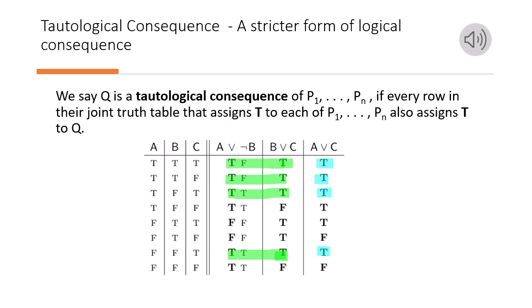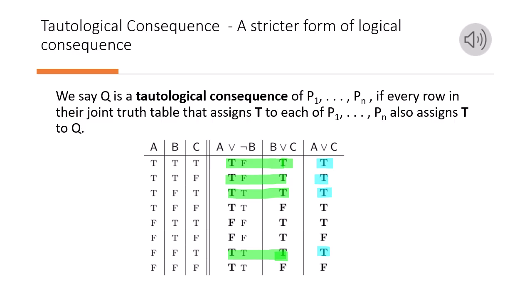So we can also refine the notion of consequence. We can think of tautological consequence as being a stricter form of logical consequence. So what do we mean? We say that a sentence Q is a tautological consequence of some premises P1 through Pn if every row in their joint truth table that assigns true to all the premises also assigns true to the sentence Q.